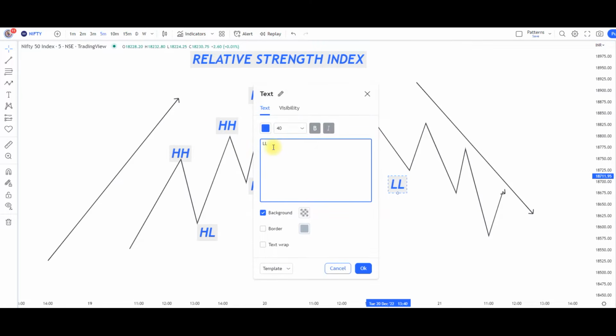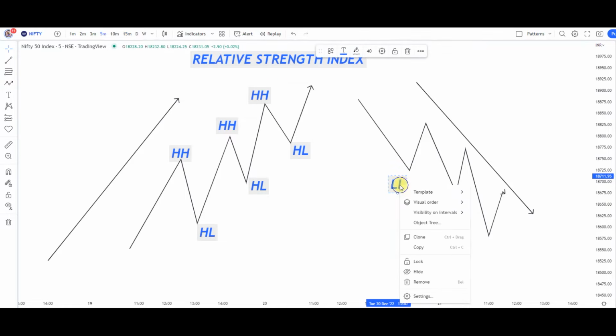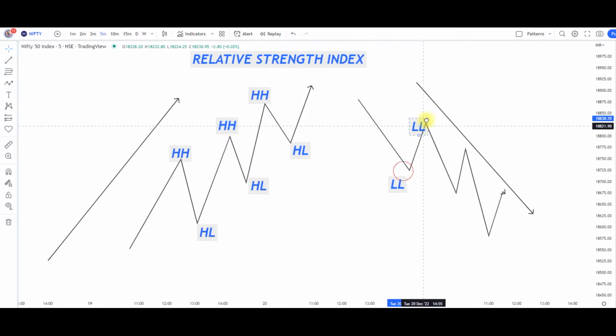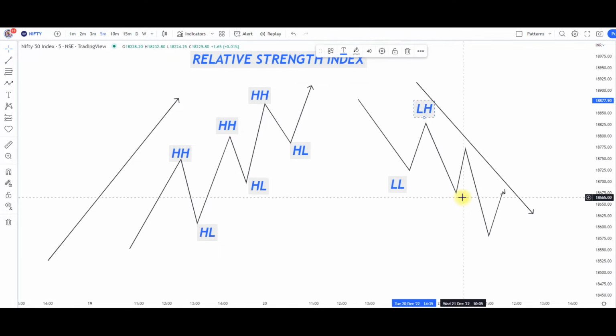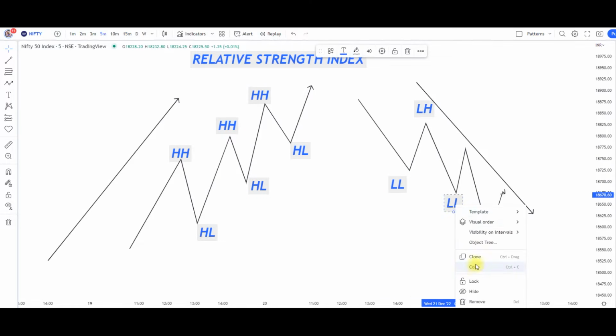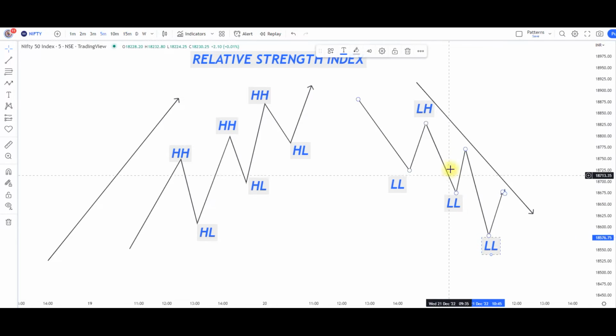so it is the lower low. This is what? This is lower high. Again lower low, this is lower high. This is lower low, again lower low. So this is lower lows and this is lower high. So this is how price will move. This is called the Dow theory.